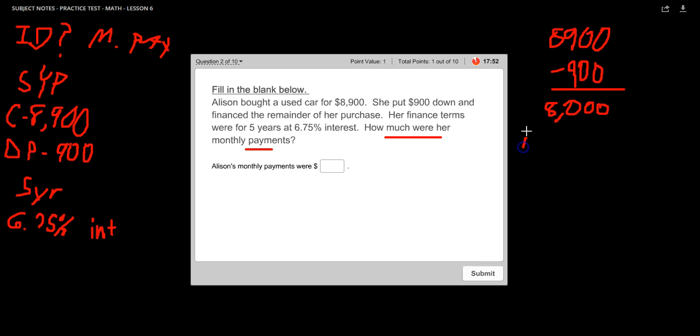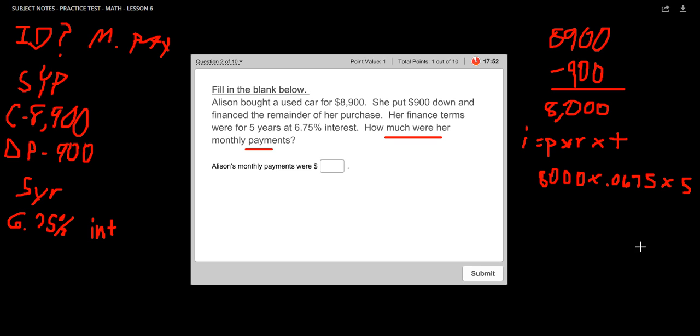And then we have our interest equals principal times rate times time formula. So the principal is 8,000. The rate is 6.75%. So we got to move that decimal point over to convert the percent to a decimal, so we're going to get 0.0675. Then we're going to multiply that by 5, the time, 5 years.